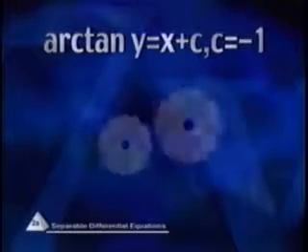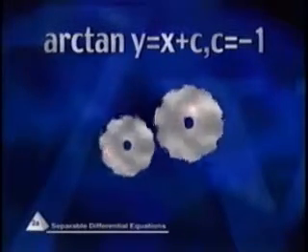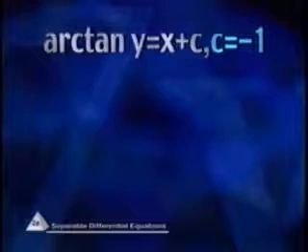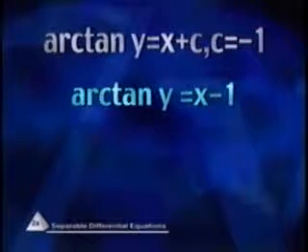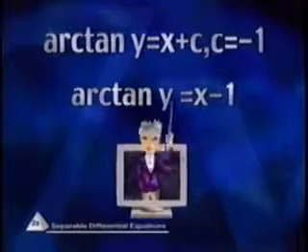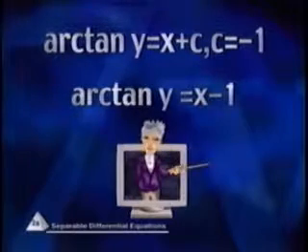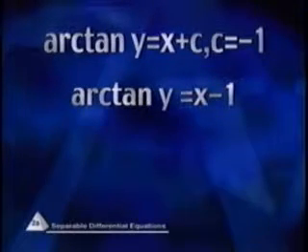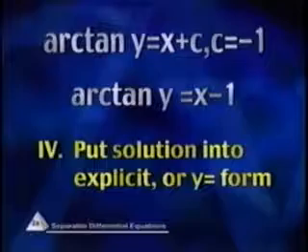Taking all of this information together, we can grind out our final answer. Subbing the value c equals negative 1 into our solution gives us the arctangent of y equals x minus 1. Now, it's acceptable to leave your answer in this form, but in some instances your professor may ask you to solve for y. If so, then the last step here, or step 4, is to put our solution into explicit or y equals form.